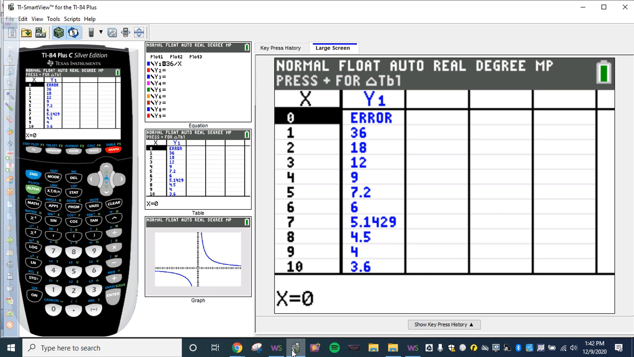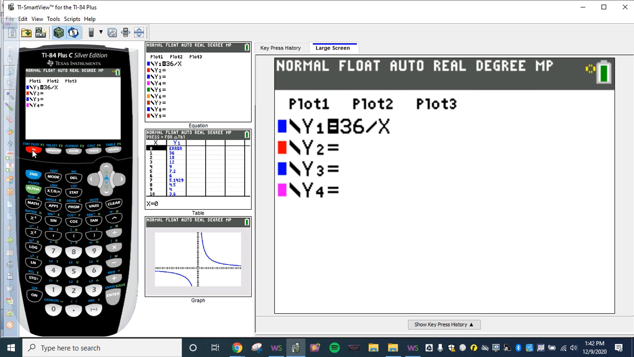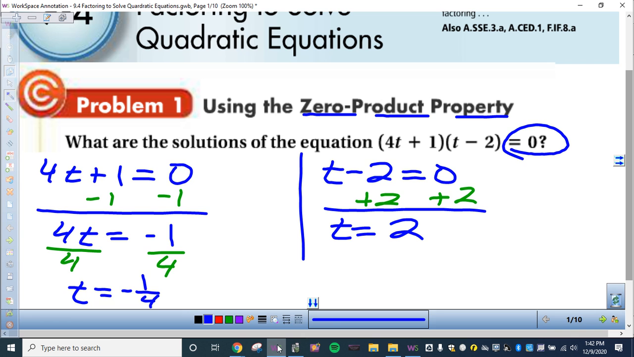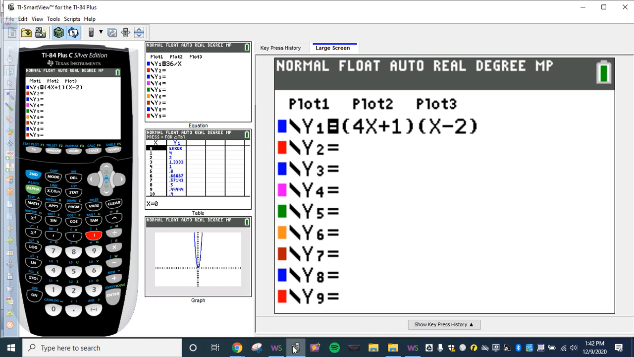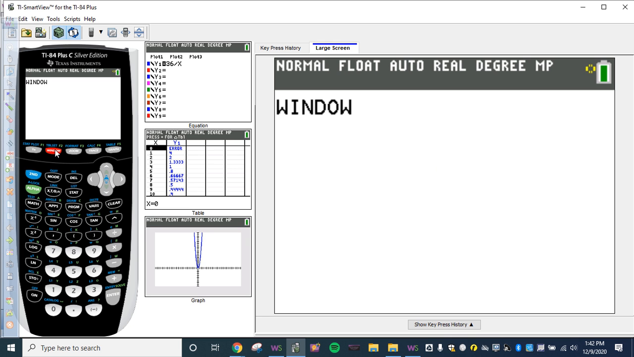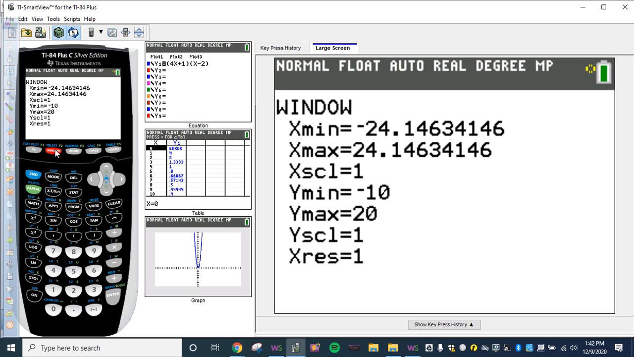So I'm going to show you that. So we have 4, we have to use x in the graphing calculator. So 4x plus 1, and then x minus 2 was the second one, I believe. Yes. And then when you hit graph, I'm going to actually check my window out. I knew something was weird.